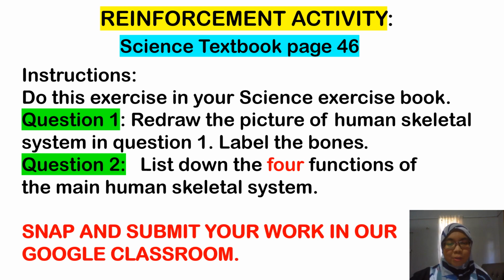So that's all the lesson for today. As usual, of course, you have to do the reinforcement activity in your science exercise book. Open up your science textbook on page 46. Not much, only 2 questions. First, redraw the picture, or you may trace the picture of the human skeletal system in question 1 and label the bones. And question 2, list down the 4 functions of the main human skeletal system. After you finish your work, please snap and submit your work in our Google Classroom.